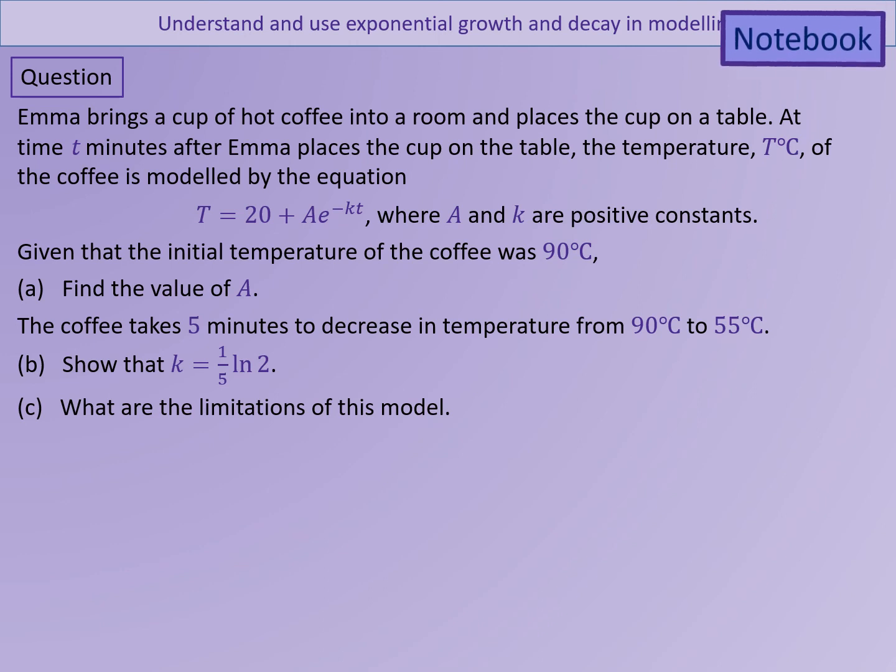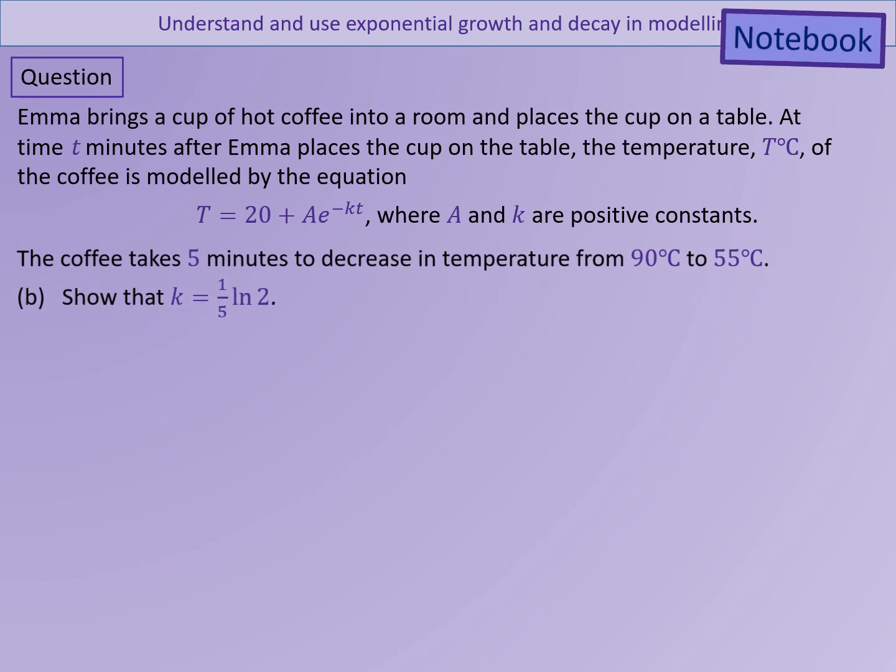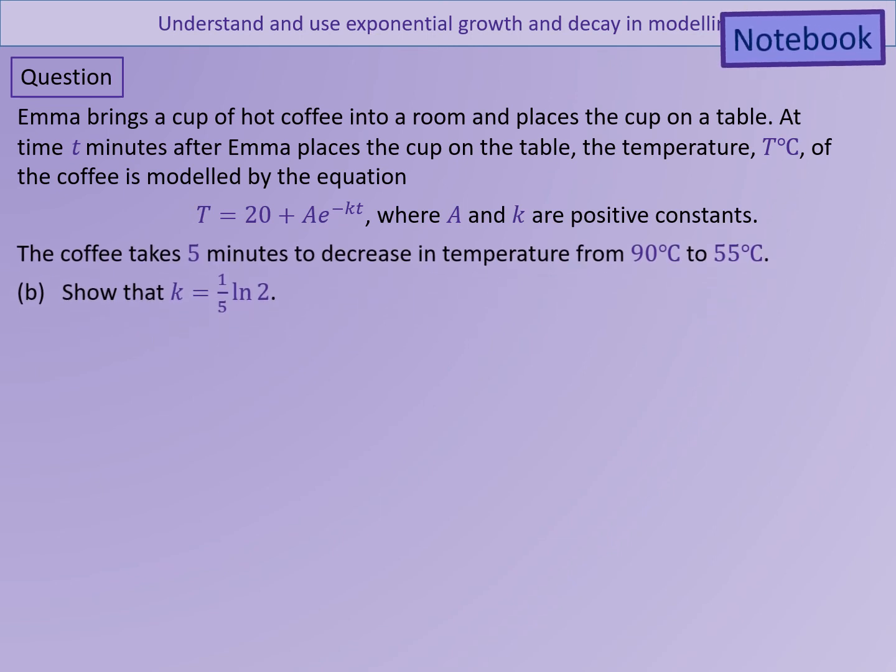We now move on to part B. Part B gives me another temperature and another time. We're now being told that it takes 5 minutes for the coffee to decrease in temperature from 90 degrees Celsius to 55 degrees Celsius. So how can I use my equation that I've just found in order to find the value of k?